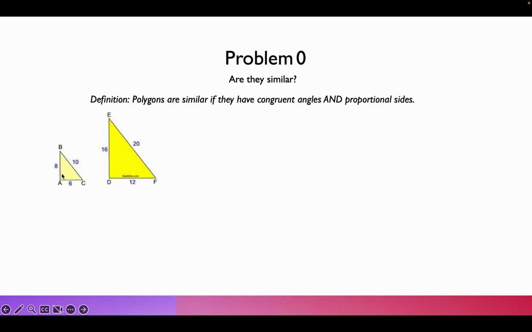Do they have the same angles? While they're not marked, I would say that they look like they do. I'm noticing that 6 is proportional to 12. That's double. 8 is proportional to 16. That's also double. And then 10 is also double, 20 is double of that 10. So these are proportional sides. Yes, those are similar figures.